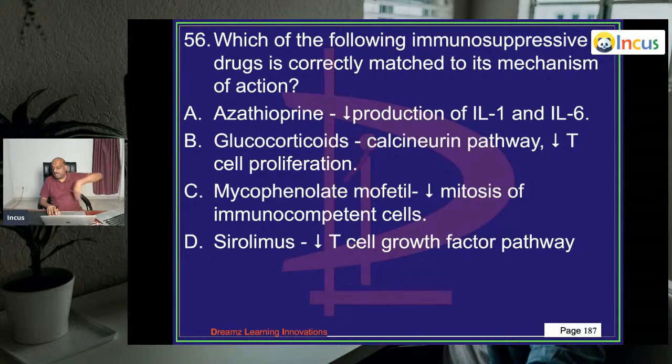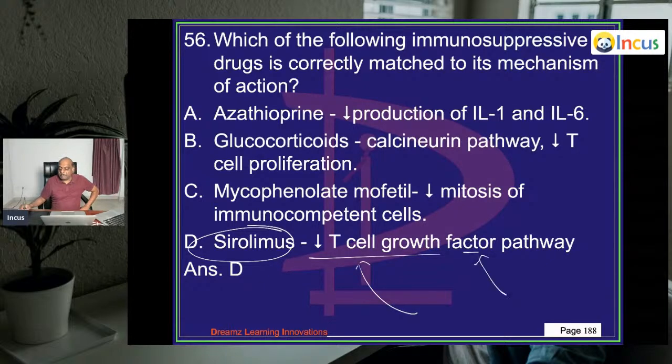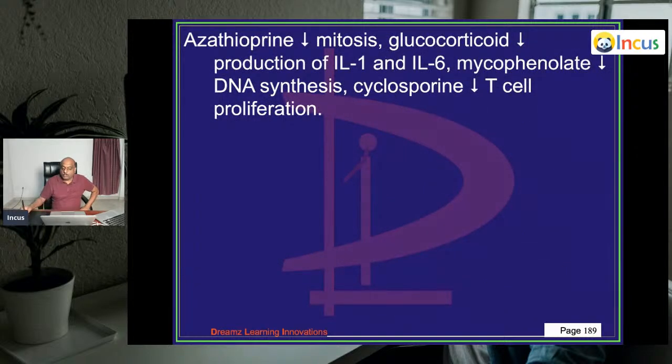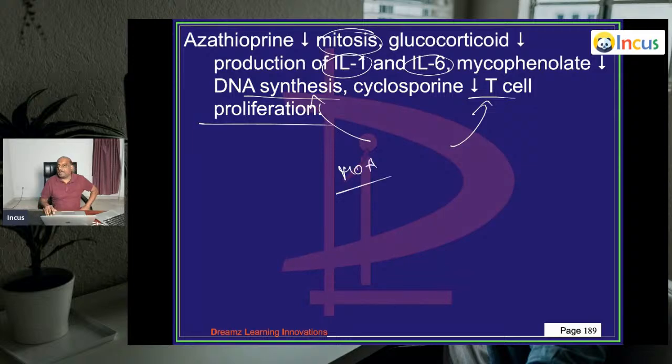Now let us take the various immunosuppressives. Sirolimus, tacrolimus: they decrease the T cell growth factor pathway, is what you need to remember. Azathioprine decreases mitosis. Glucocorticoids decrease the IL-1 and IL-6 production. Mycophenolate decreases the DNA synthesis. Cyclosporine decreases the T cell proliferation. That is the story of the various immunosuppressives and their mechanism of action. You have to be very sure.